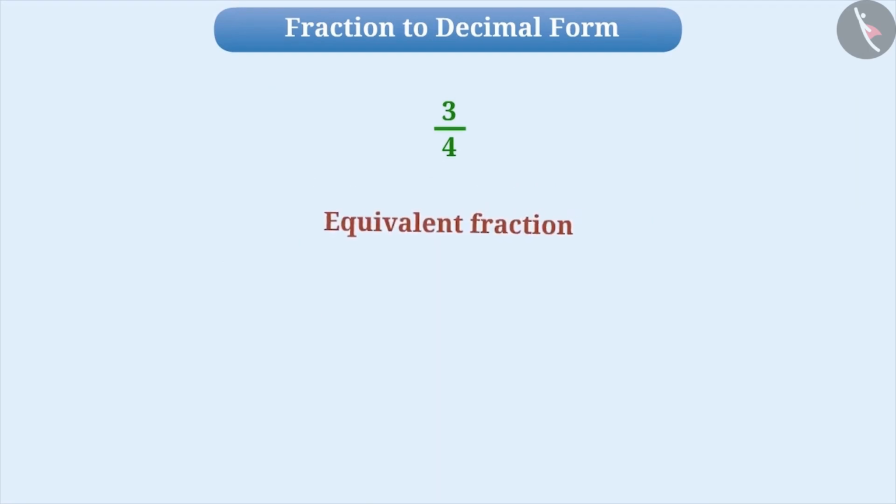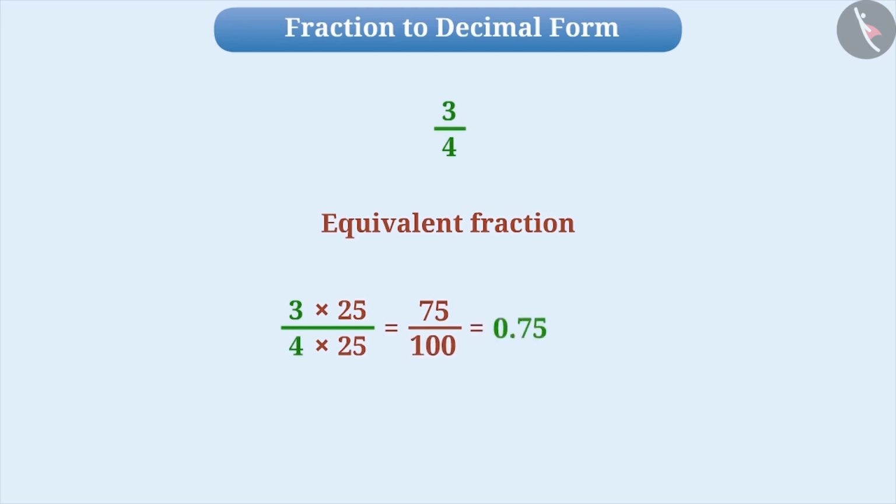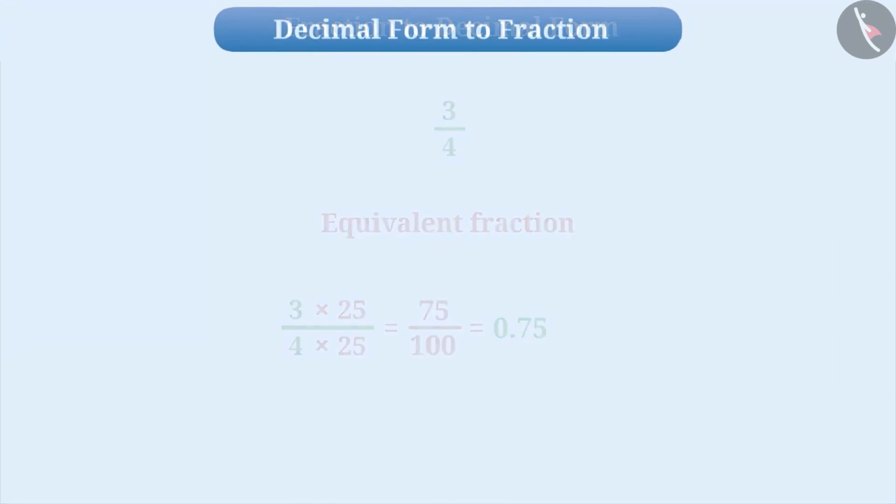To do so, we have to find the equivalent fraction of 3 by 4 whose denominator is 10, 100 or 1000. We cannot make the denominator of 3 by 4 10. But if we multiply the numerator and denominator of 3 by 4 by 25, we will get the equivalent fraction of 3 by 4, which is 75 by 100, whose denominator is 100. Now, we can write 75 hundredths as 0.75.